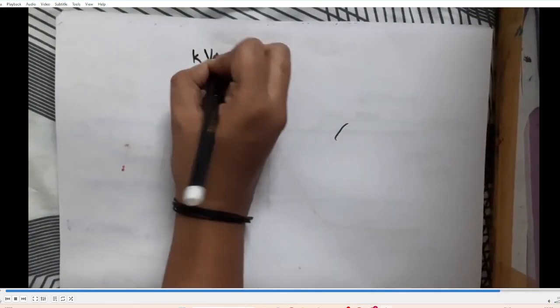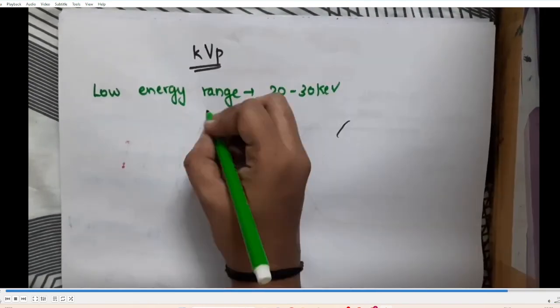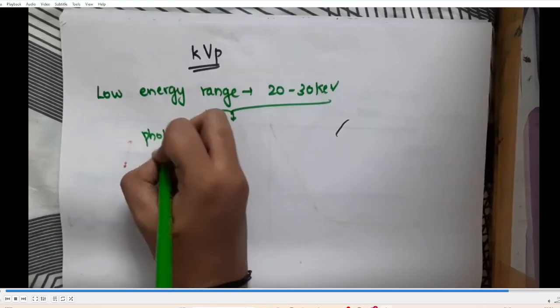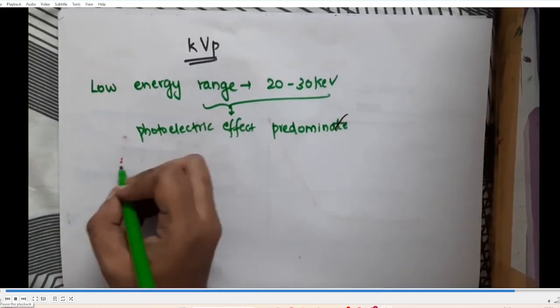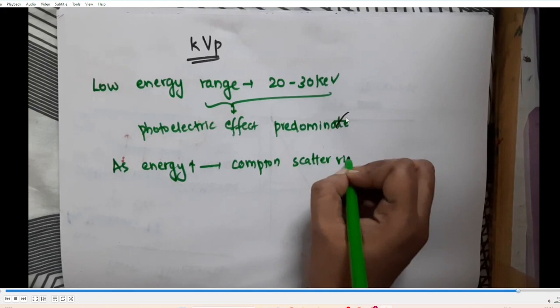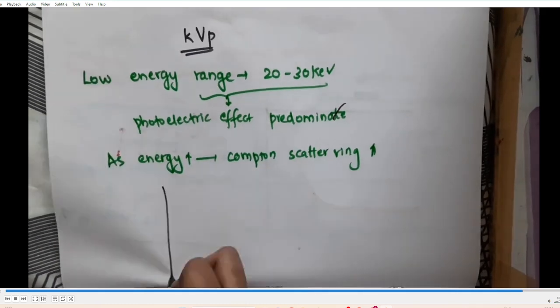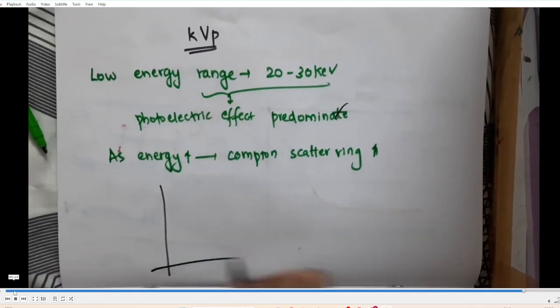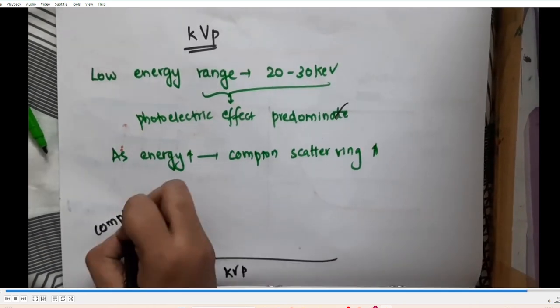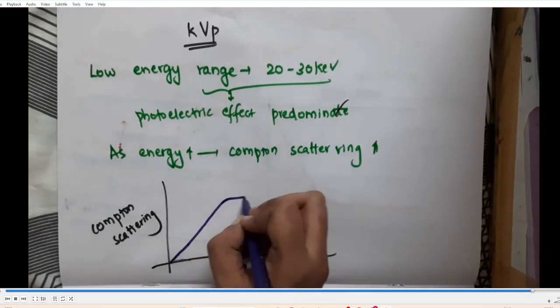Okay. The third property is kilovoltage peak. The effect of kilovoltage peak on the production of scattered radiation is probably not as important as part thickness, and certainly is not as important as field size. In the low energy range, that is 20 to 30 kiloelectron volts, the photoelectric effect predominates. Extremely little scatter is produced in the low energy range, but as the radiation energy increases, the percentage of Compton scattering increases, and so does the scatter radiation. So Compton scattering increases as the kVp increases.